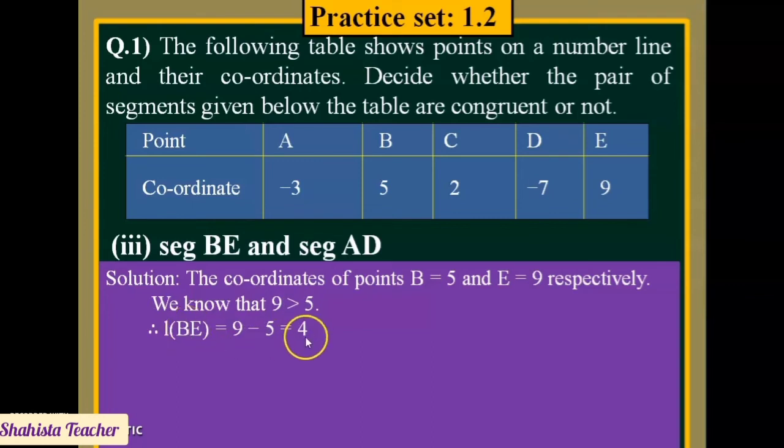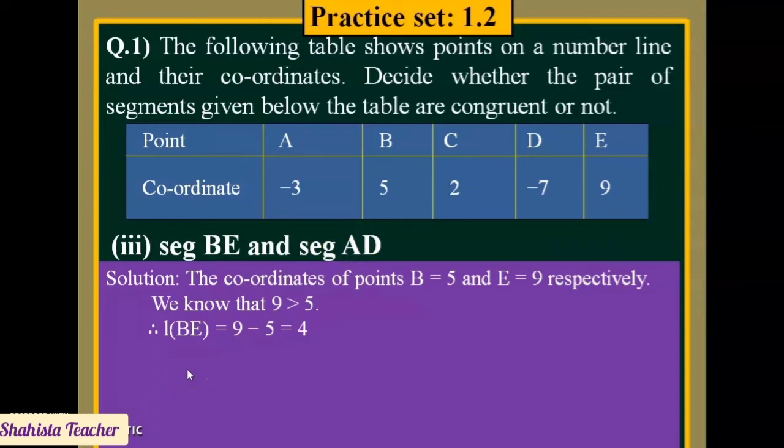Now the length of BE is equal to 4. So segment BE is how much? Segment BE is 4. Now let's check whether segment AD is 4 or not. If it is 4, that means they both are congruent. If it is not, that means they are not congruent. So let's check segment AD.